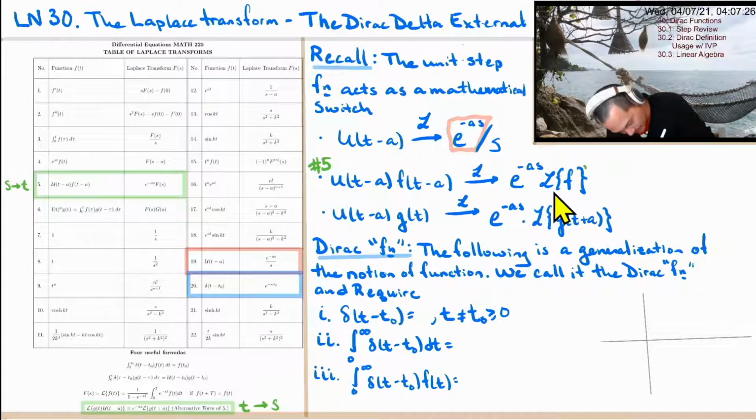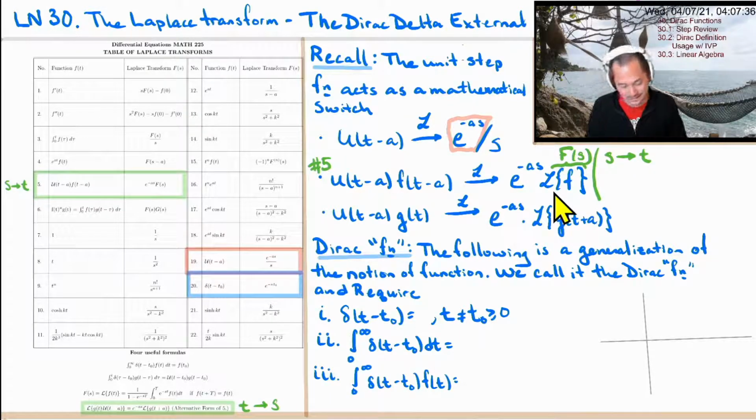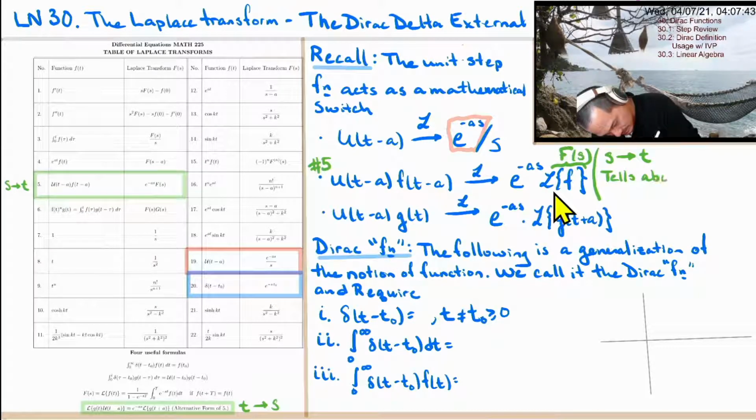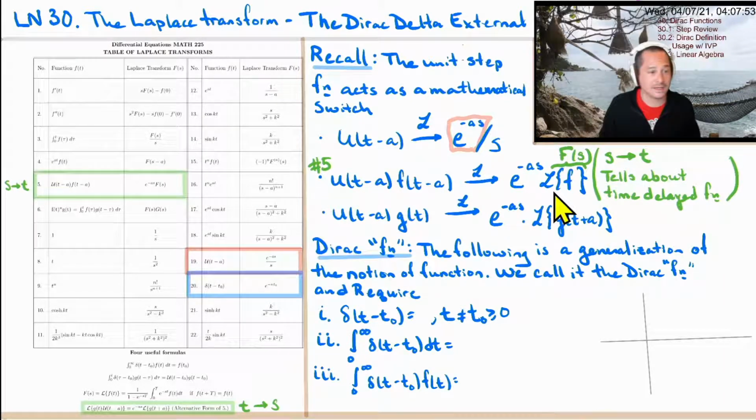So what did we call this Laplace transform of f? That is what we've been calling f of s. This is the formula that you use to go from s's to t's. And it tells you about time delayed functions in the time side.